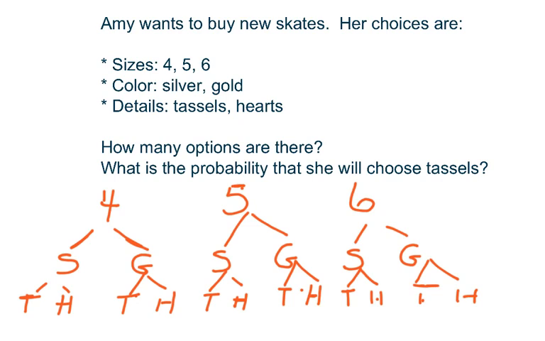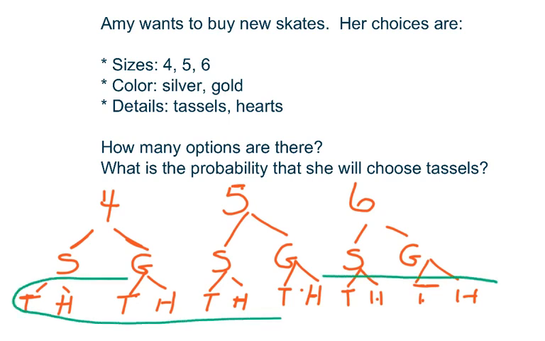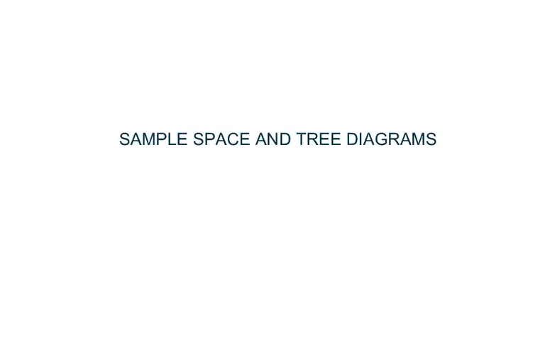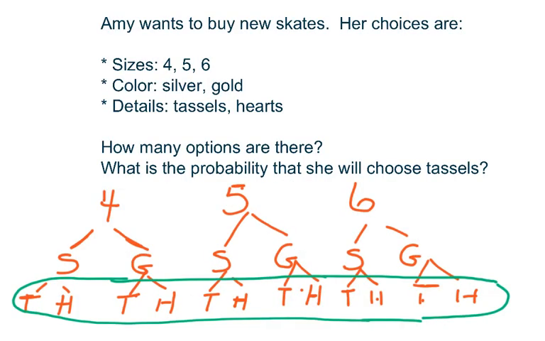Okay, so now how many options are there? To find the number of options, you look at the bottom of the tree right there, and you count how many options you have in there. So you've got 1, 2, 3, 4, 5, 6, 7, 8, 9, 10, 11, 12 options. So how many options are there? There are 12.